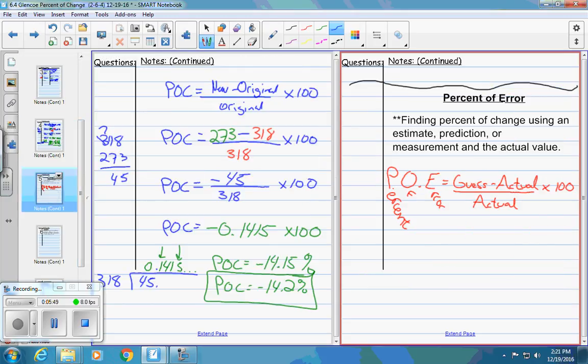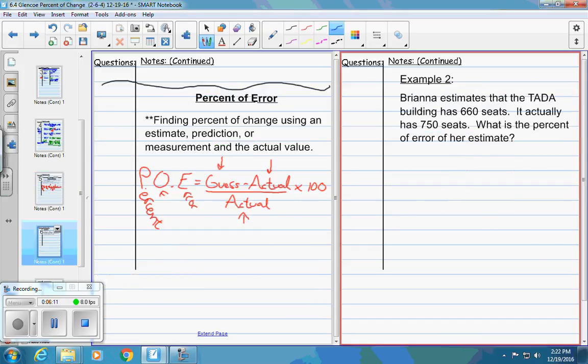We have a similar concept. It's actually the same exact thing as percent of change, it's just called the percent of error. And this is where we connect into our science lesson. To find the percent of error, you use your guess amount minus the actual amount divided by the actual amount times 100. I'm going to get one more slide over before I ask you to pause. So go ahead and pause here and copy down what you see.